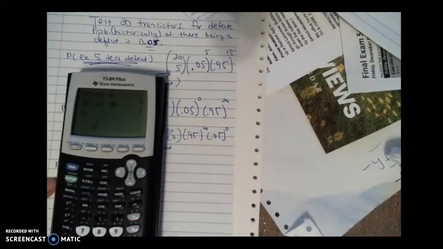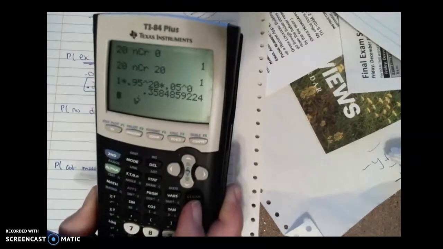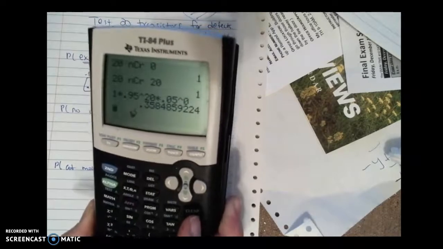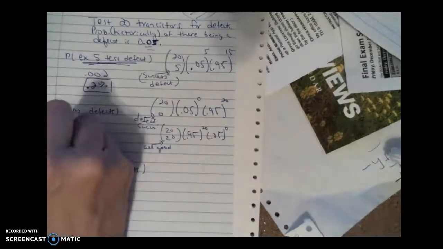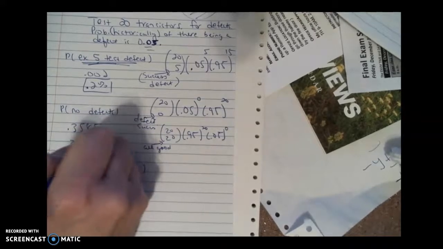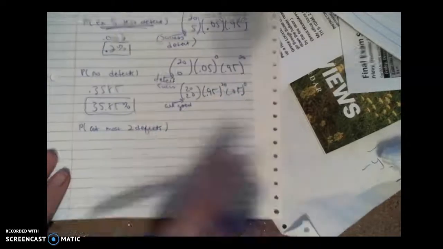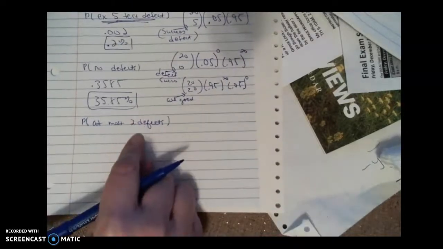So I'm going to take my 1 times 0.95 raised to the 20th power, and again, the order doesn't matter on this one, raised to the 0 power, and you should get about 35.85%. So that's going to be 0.3585 or 35.85% probability of that happening.